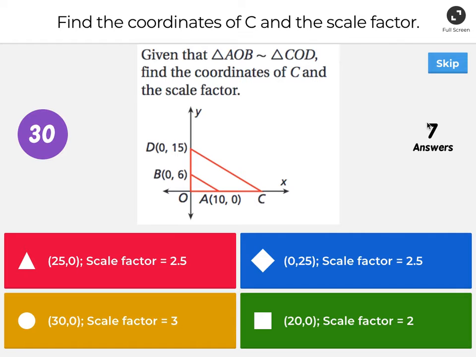So 2.5 is the scale factor. To get point C, how do I get point C if I've already got my scale factor? Well, I take point A and I multiply by 2.5 and I get 25. So where is this point? It's not at 0.25, it's at 25, 0. And the scale factor is 2.5.